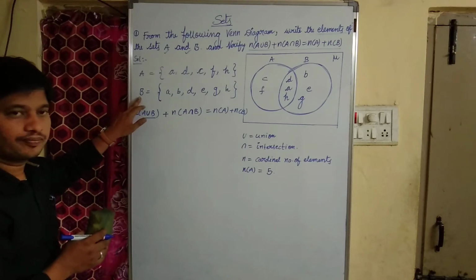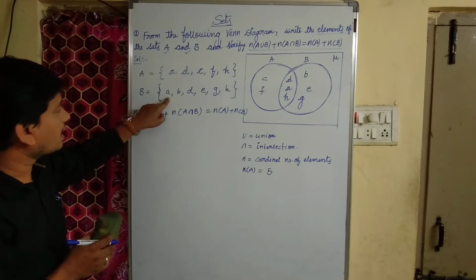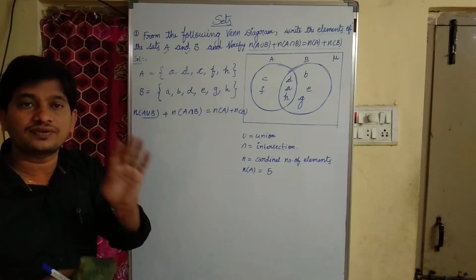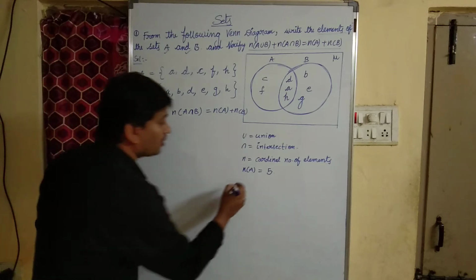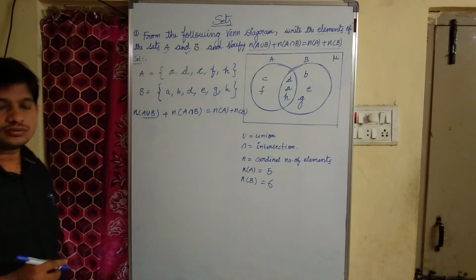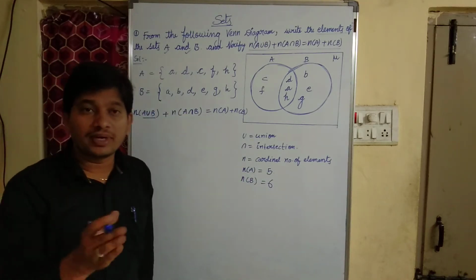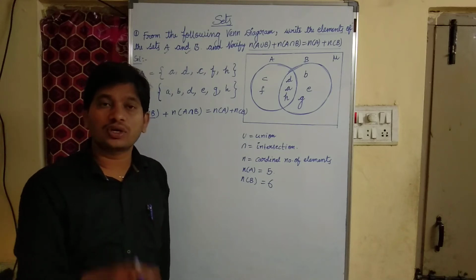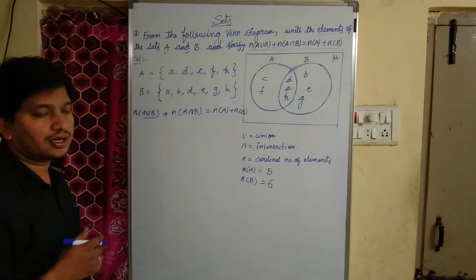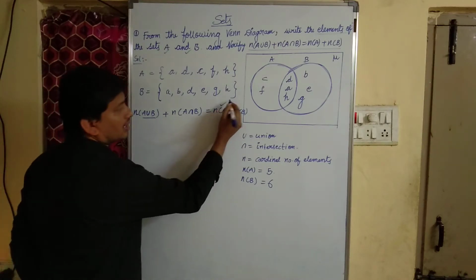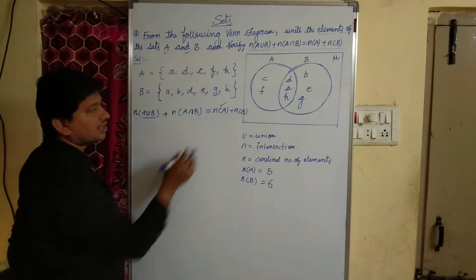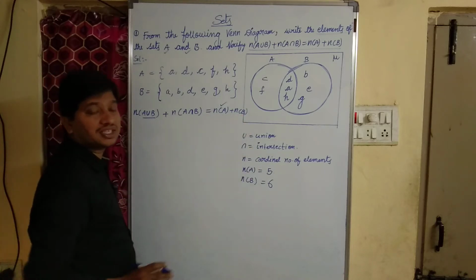Coming to set B, as set B consists of 1, 2, 3, 4, 5, 6 elements, what is n of B? n of B is equal to 6. Did you understand? The number of elements present in a given set is called the cardinal number of that particular set. That is n of A and n of B, which we have found here. That is on the right hand side of the equation, n of A plus n of B. Later we will see that.